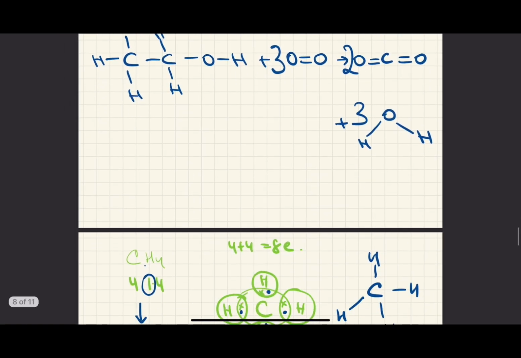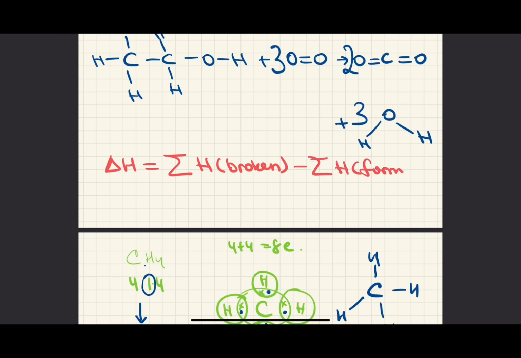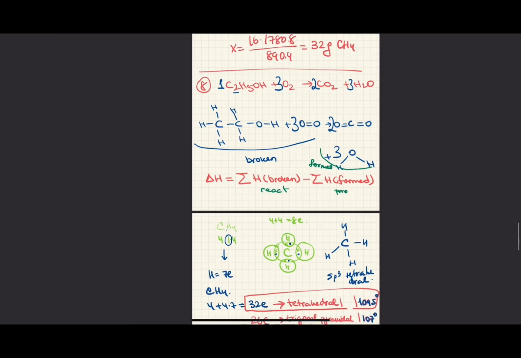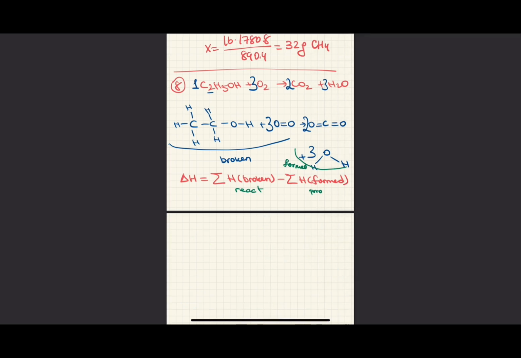Now, delta H, this formula will be given, is the sum of the H broken minus sum of the H formed, okay? Now, in here, the broken side is this side, okay? Because we need to break them, and we need to make this side which is formed, okay? So basically, reactant side minus the product side, bonds. Now I'm going to add one more.